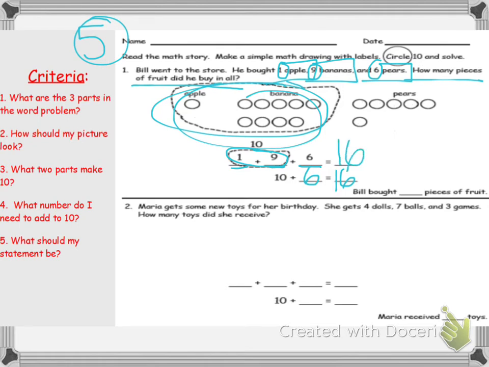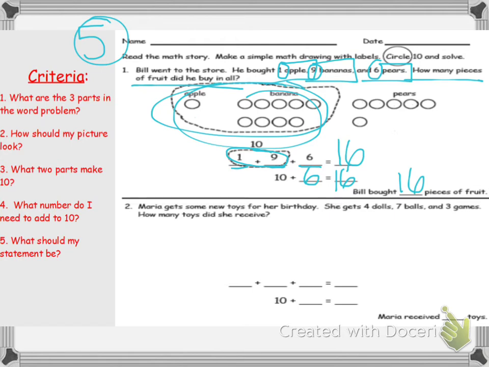Now, let's look at the next one at the bottom. Number 2. We did that first one together. Now I'm going to do some with you, and then you're going to do the rest on your own. Oh, Miss Perkins forgot the statement. What should my statement be? Well, Bill bought blank pieces of fruit. How many pieces? 16.